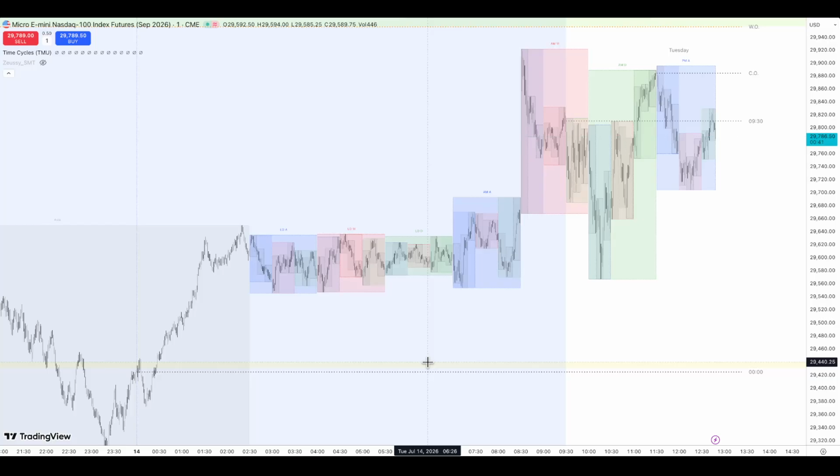Now, one of my processes that I do before I take the trade is to identify where is the draw on liquidity. Now, when I open the chart, like right before I open the chart, I check the calendar.